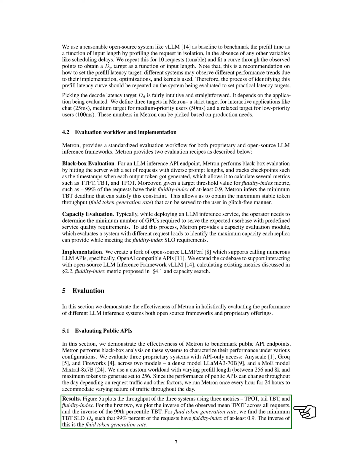By running Metron hourly for 24 hours to accommodate varying traffic patterns, we observe throughput using metrics like TPOT, tail TBT, and fluidity index. These metrics reveal insights into the system's performance, such as Grok's high TPOT throughput but lower tail TBT efficiency due to potential stalls.